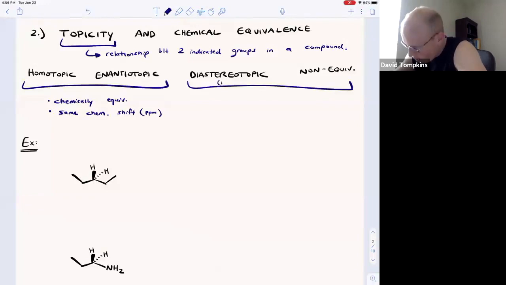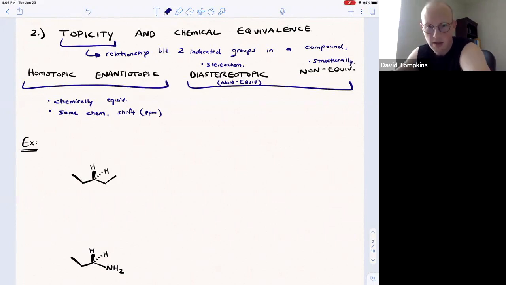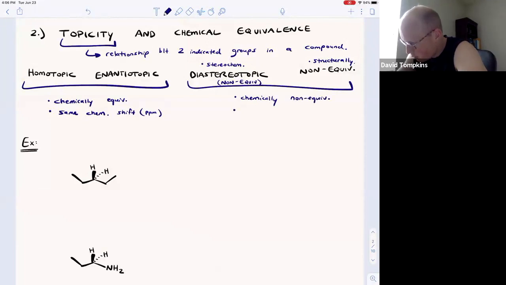Diastereotopic, which always means non-equivalent, but it's a special type of non-equivalent, and simply non-equivalent, okay? These refer to either a stereochemical difference between two groups or a structural difference in terms of constitutionality or how the sigma and pi connectivity is put together. They are ways to describe chemically inequivalent or non-equivalent groups, such as hydrogens. And chemically non-equivalent groups are going to have different chemical shifts.